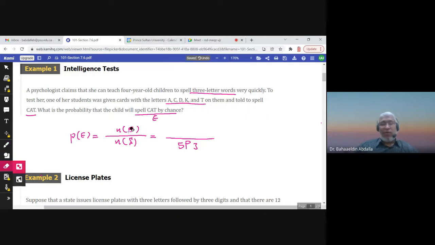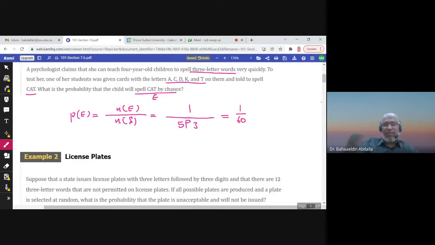Now, what about the event E? Well, there is only one possibility that the word cat is chosen: C, then A, then T. So the number of elements in E is only 1. And if you use the calculator to find 5P3, the answer is 60. So it is 1 over 60. So that's the answer, the probability.